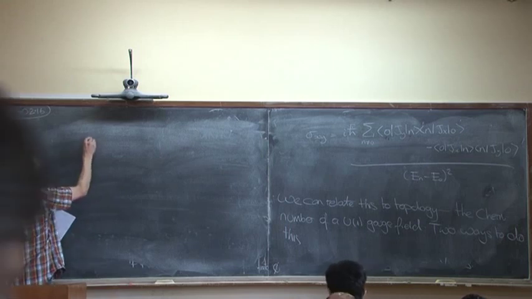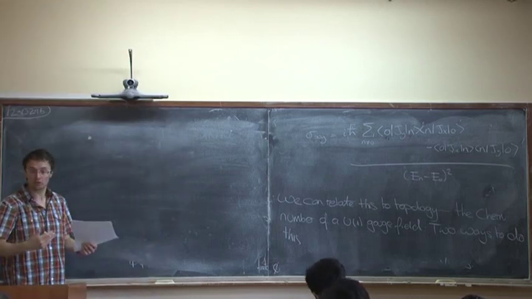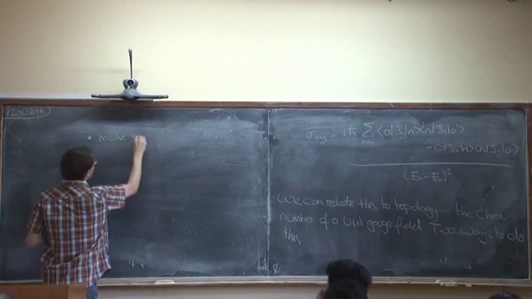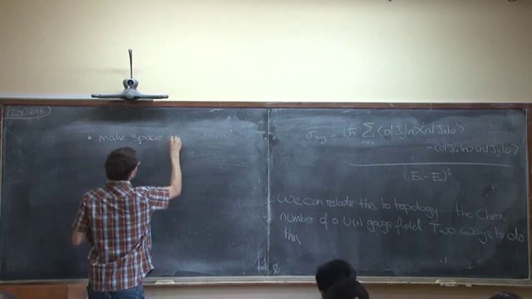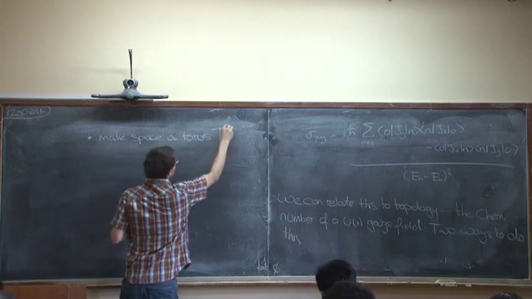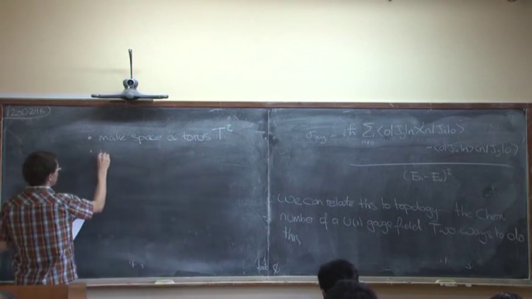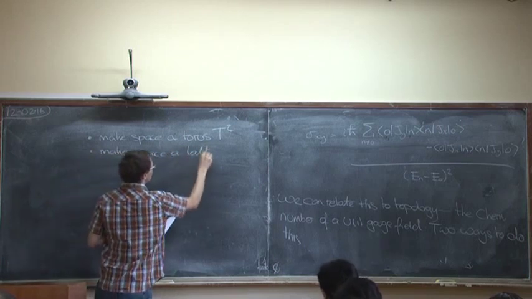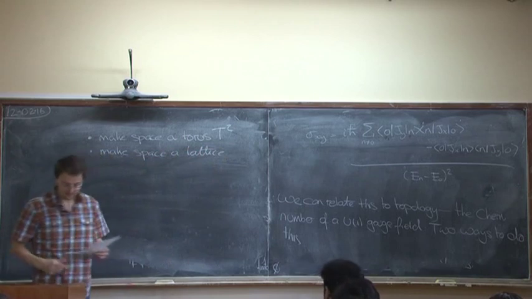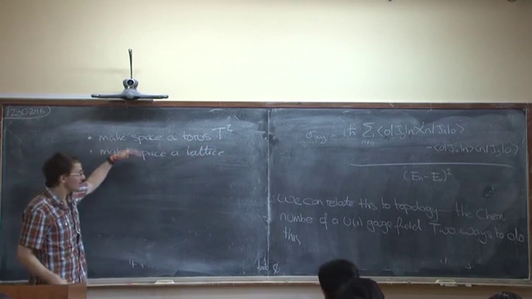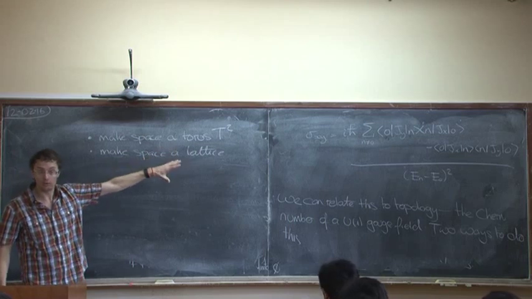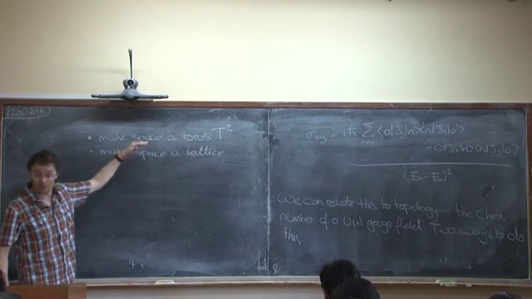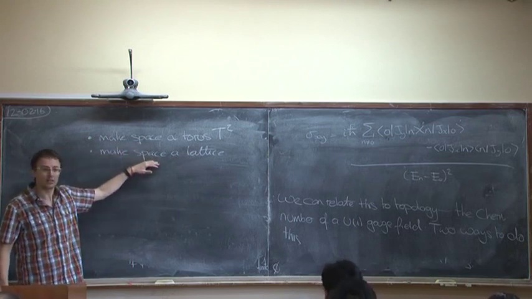Good. Okay, so what are the two different calculations we can do? Both of them involve a change of the geometry of space. The first one is you can make space a torus. And the second one is you make space a lattice. In both these cases, there's a way to relate the Kubo formula for the conductivity to something beautiful in topology. Both of them are in the printed notes, but I'm actually just going to do the second one in these lectures.